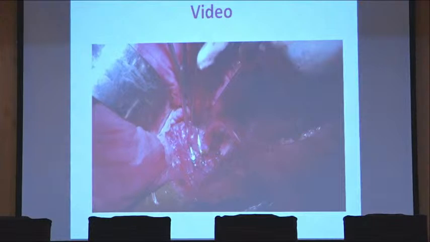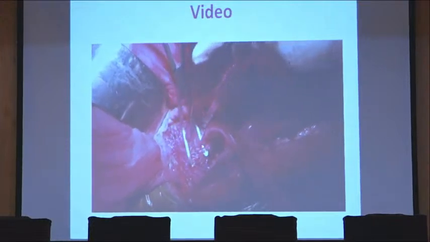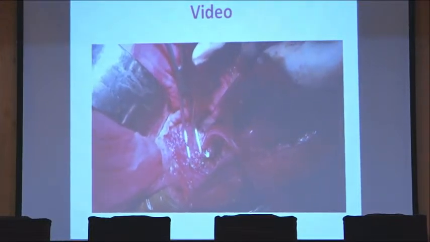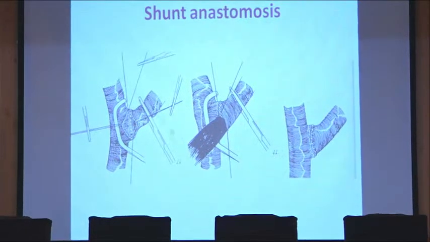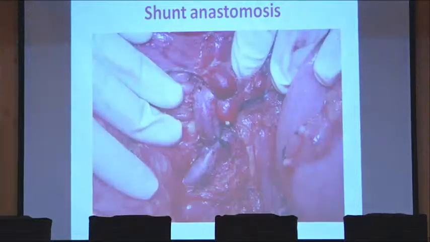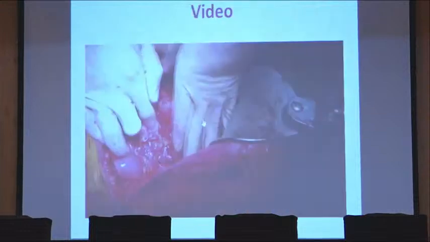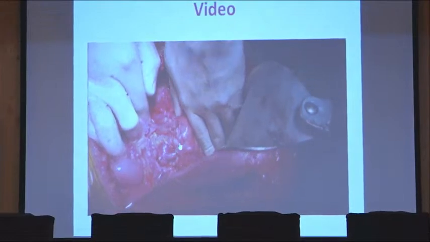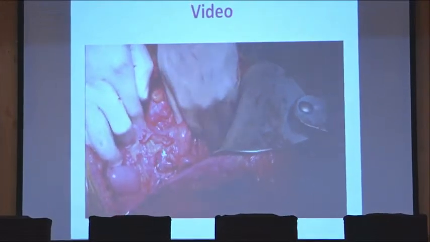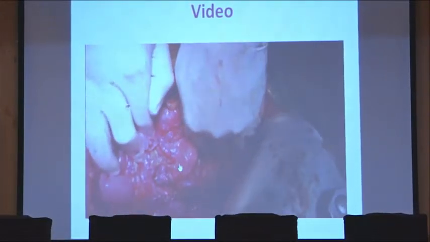The left renal vein will be opened adequately to the diameter of the splenic vein, and then an end-to-side continuous anastomosis will be performed. So this is the diagrammatic representation of a shunt, and this is how a shunt will look at the end of completing the procedure. And this video again will show the completed shunt, where the splenic vein is anastomosed to the renal vein and is sitting nicely without any tension.